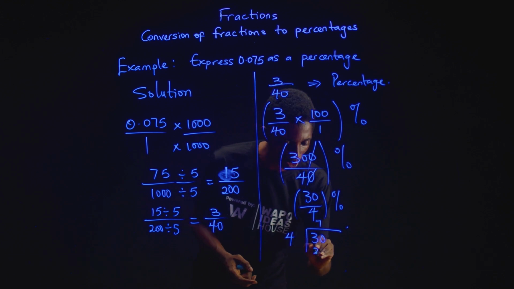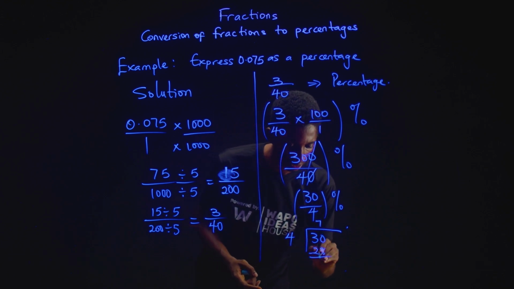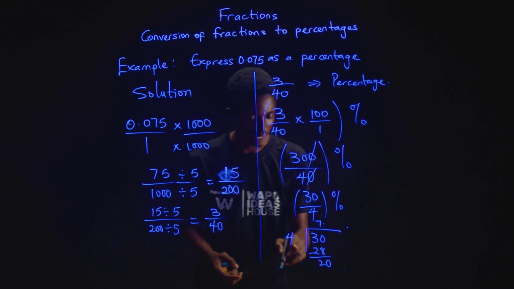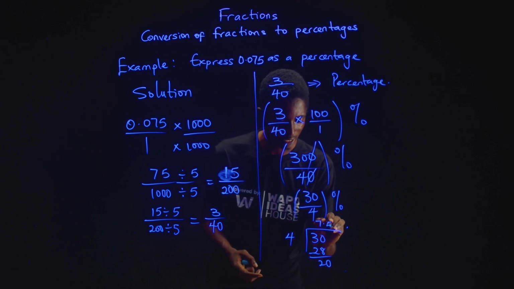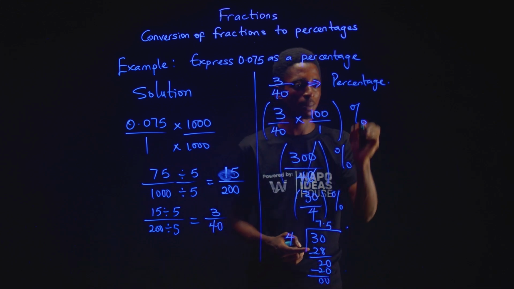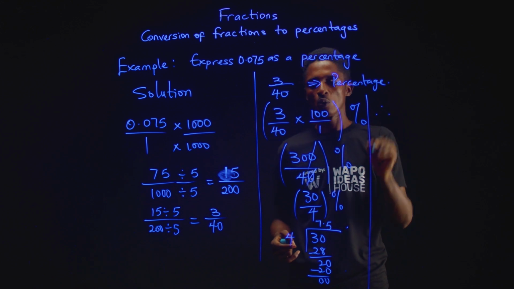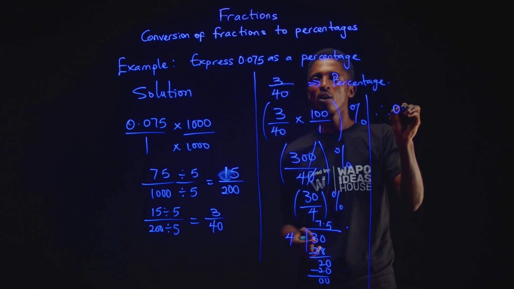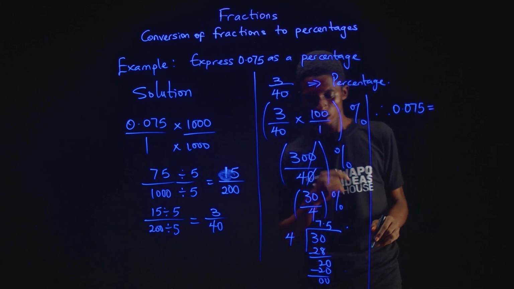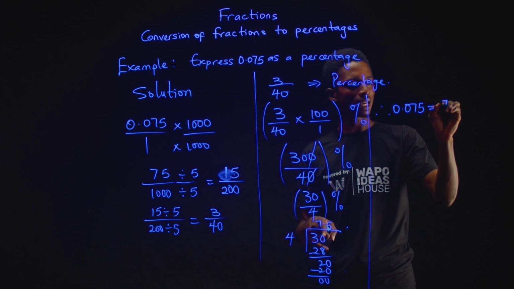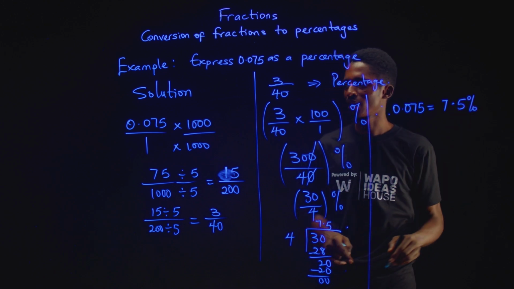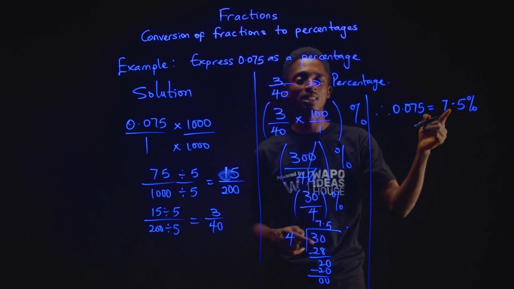Now 7 times 4, that is 28, leaving us with 2. Now put a decimal point here, and that will give you a 0. And then 4 in 20, that is 5. 5 times 4, 20. When you subtract, there are no remainders. Therefore, we can then say that 0.075 equals what we have here, which is 7.5%. So 0.075 is 7.5%.